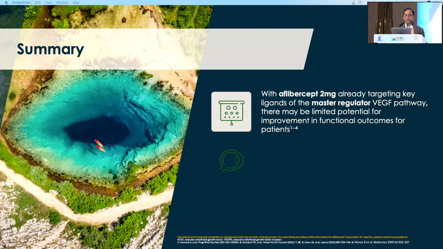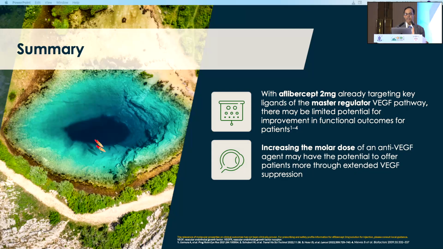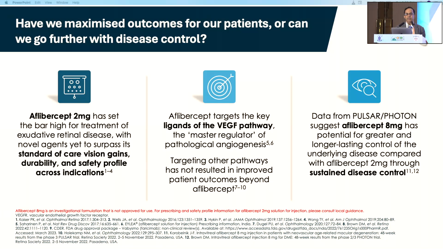So with aflibercept 2 mg already targeting key ligands of the master regulator VEGF pathway, there may be limited potential for improvement in functional outcomes for patients. Increasing the molar dose of anti-VEGF agent may have the potential to offer patients more through extended VEGF suppression. Have we maximized outcomes for our patients, or can we go further with disease control?